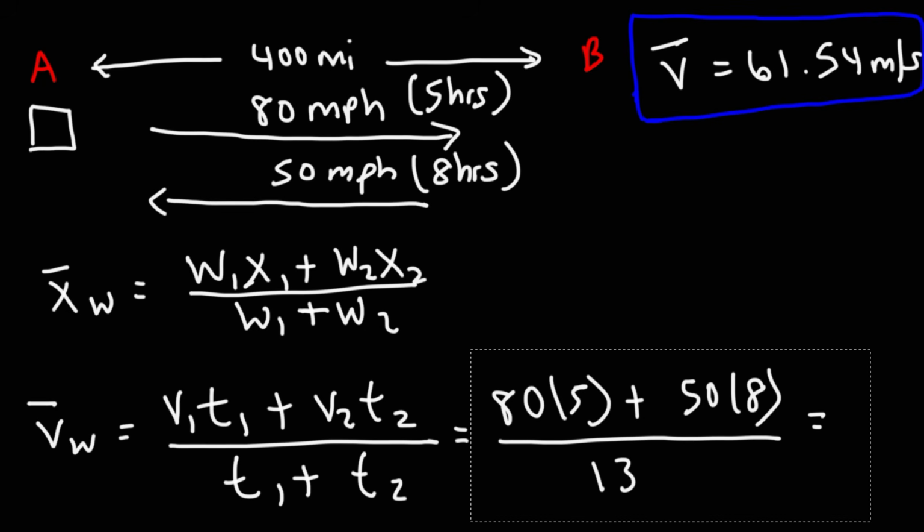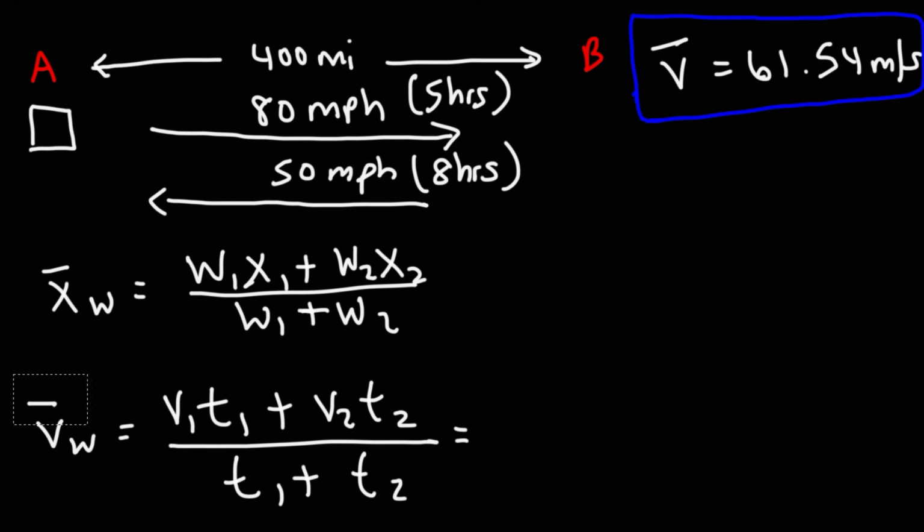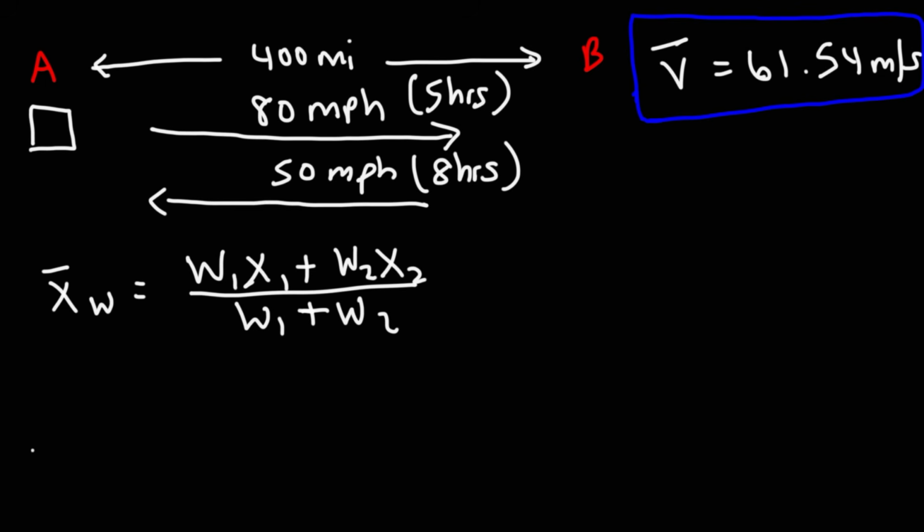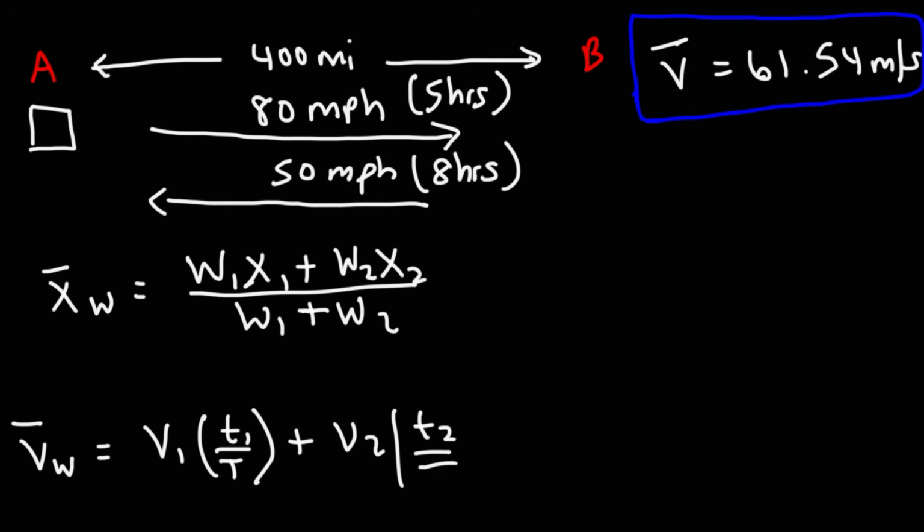Now you can also do it this way too. You could find the average weighted velocity by taking V1 and multiplying it by T1 divided by the total time, plus V2 times T2 divided by the total time. When you take T1 divided by the total time, you're going to get the decimal equivalent of a percentage. So this tells you the percentage of the total time that the car is traveling at 80 miles per hour, and this gives you the percentage of the total time as a decimal that the car is traveling at 50 miles per hour.